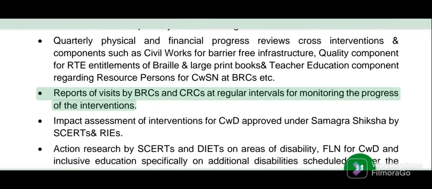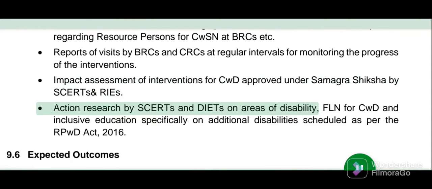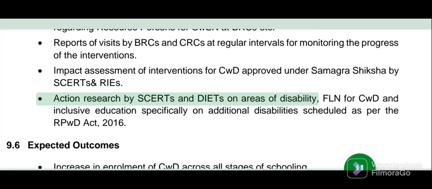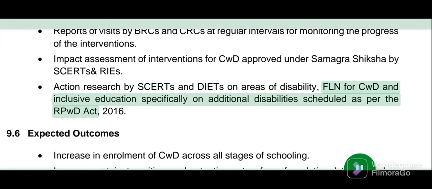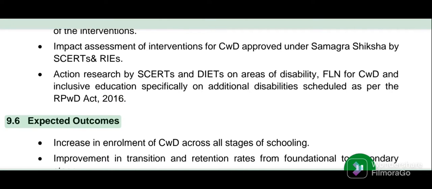Reports of visits by BRCs and CRCs at regular intervals for monitoring the progress of the interventions. Impact assessment of interventions for CWD approved under Samagra Shiksha by SCERTs and RISE. Action research by SCERTs and DIETs on areas of disability, FLN for CWD and inclusive education, specifically on additional disabilities scheduled as per the RPWD Act, 2016.